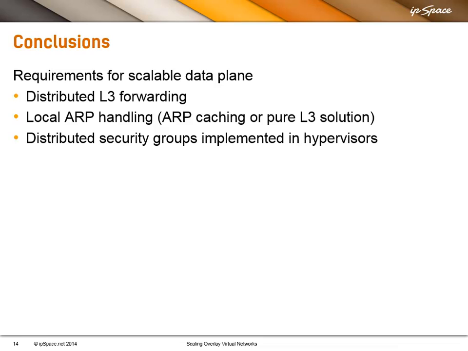For a scalable data plane, as you've seen, we need distributed layer 2 and layer 3 forwarding. It's ideal to have local ARP handling, either by caching ARP requests and replies or having a pure layer 3 solution like Microsoft Hyper-V. And we should have distributed network services. Security groups are the easiest one to do, implemented in hypervisors.